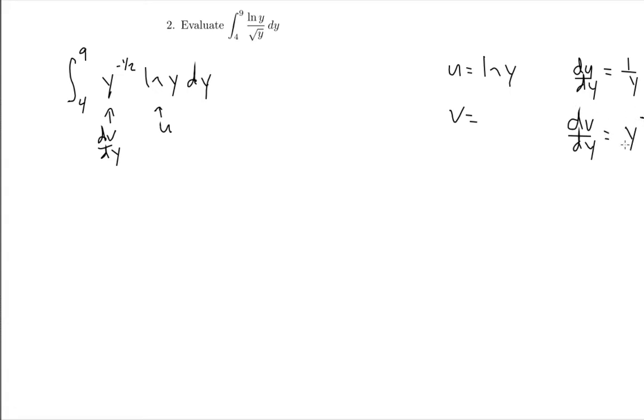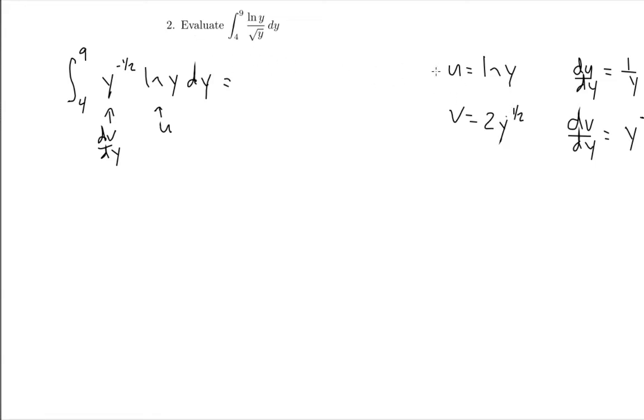And if I anti-differentiate this, I'll be able to get what v is, which means it is 2y to the 1/2. And I can double check this. If I differentiate this, the 1/2 will come down, and 2 times 1/2 is just 1. And then I'll subtract 1 from the exponent, and it becomes y to the negative 1/2. So this now allows me to use the integration by parts formula.